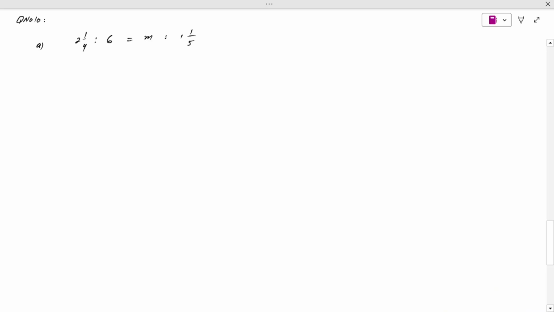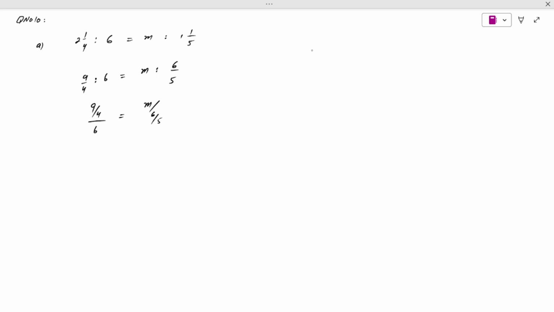So this is the part A of question number 10, where we have 2 into 1 over 4 ratio 6. So let us convert this mixed fraction into a proper fraction, that is 4 twos are 8 plus 1, 9 over 4 ratio 6 equals m ratio 5 ones are 5 plus 1, 6 over 5. So let us convert this ratio into a fraction, that is 9 over 4 divided by 6. The ratio is converted into a fraction, and this is equal to m divided by 6 over 5.